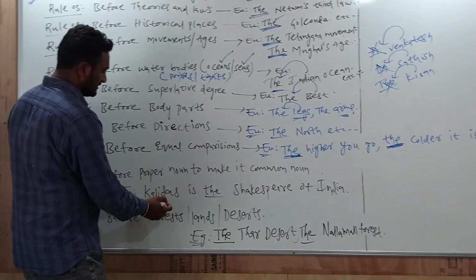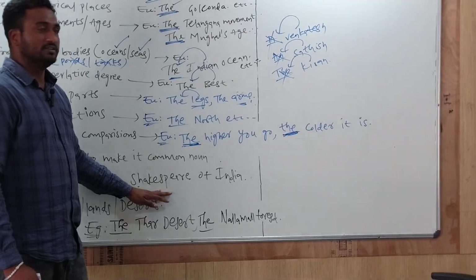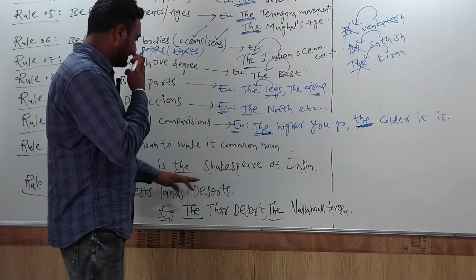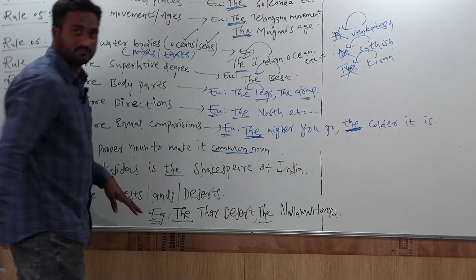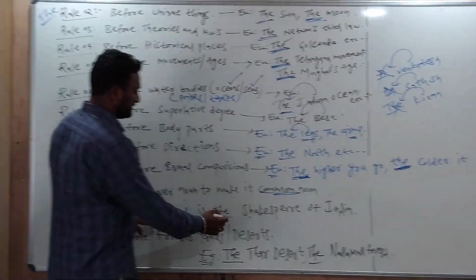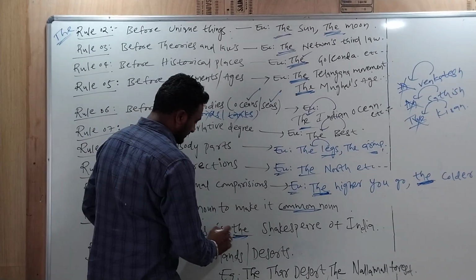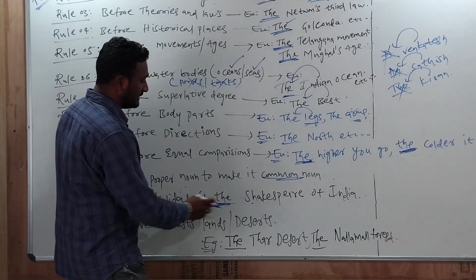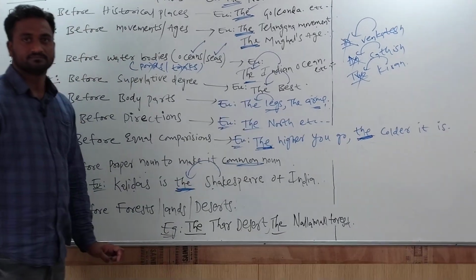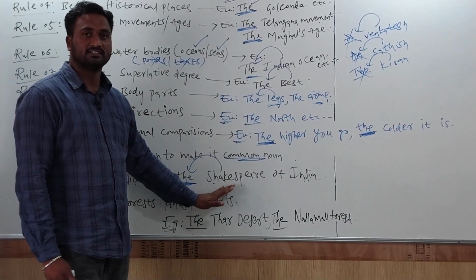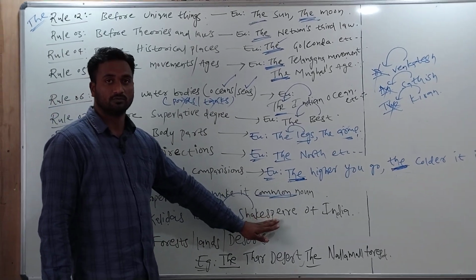Even here in the given example, Shakespeare is also the name of a person, like Venkatesh, like Satish. You should not use any article. You may ask that question. But the thing is that we use article "the" before a proper noun to make it a common noun. So we want to say that Kalidas is a common noun here. Here we are comparing this person with this person to make him a common noun. That is the reason I used article "the" before Shakespeare. Even though Shakespeare is the name of a person, it is a proper noun, I used article "the" just to make it a common noun.